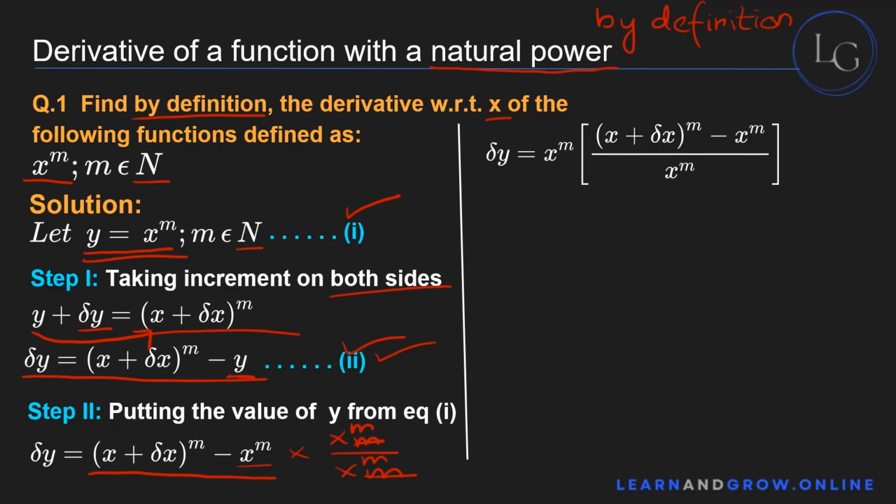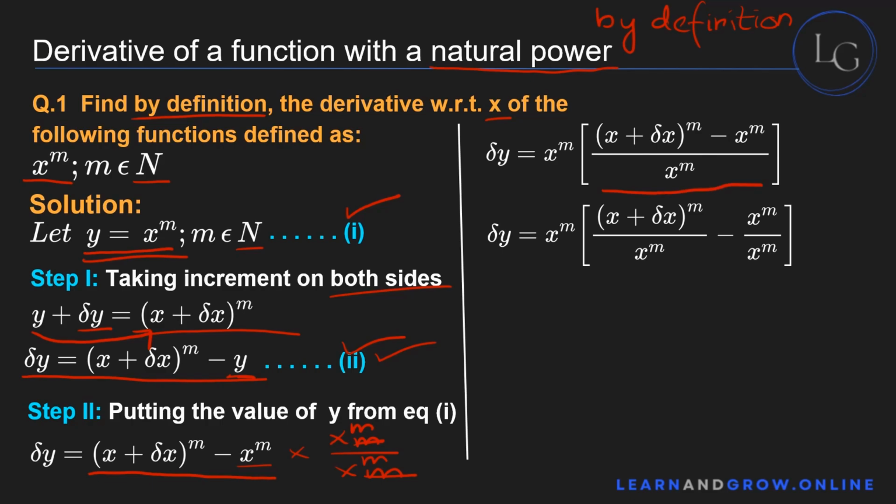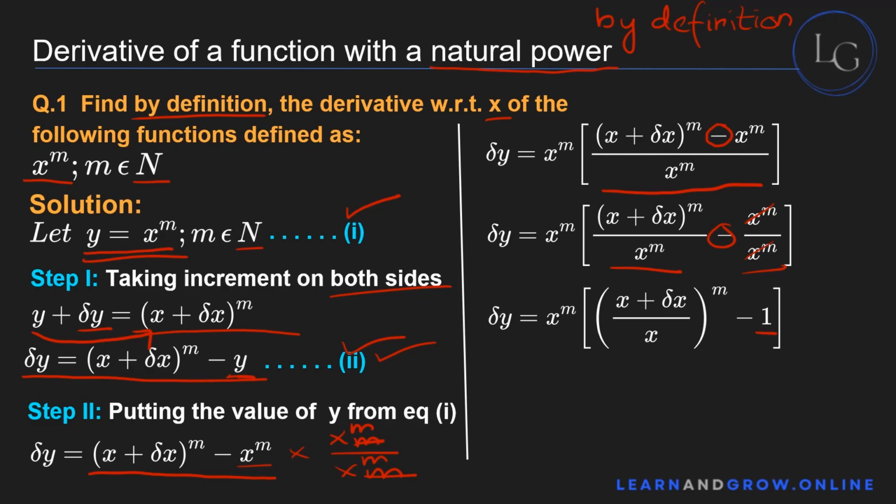Okay, so now basically what we'll do here is separate this expression into two different expressions. So this negative sign will be here, and this will become x plus delta x to the power m over x to the power m minus x to the power m over x to the power m. Now these will be cancelled out and they'll become 1. So it results in 1.